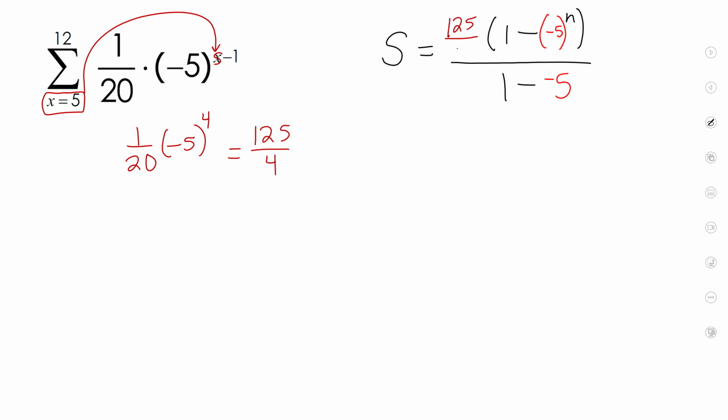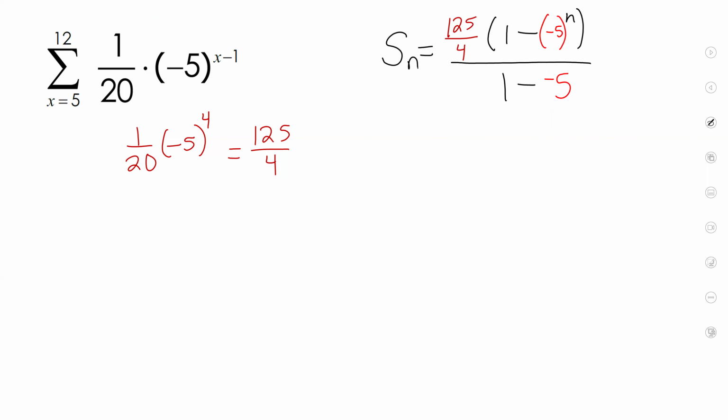125 over 4. This number always represents what you're starting with, your first term. In this case, it was 5 instead of 1. Okay, now let's talk about the number of terms. What do you think the number of terms is going to be?